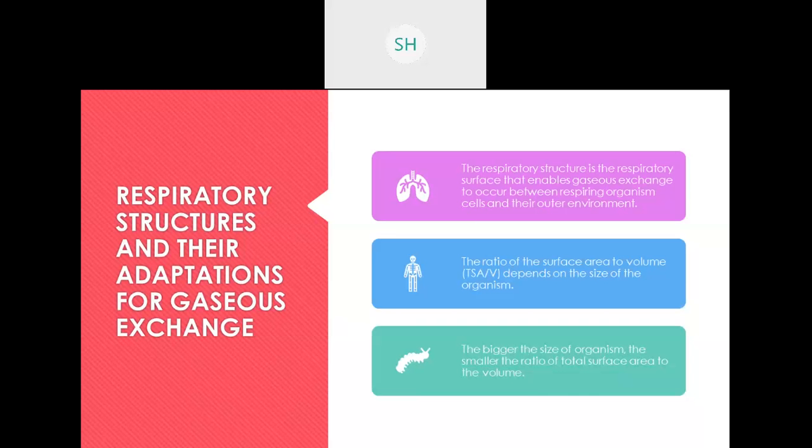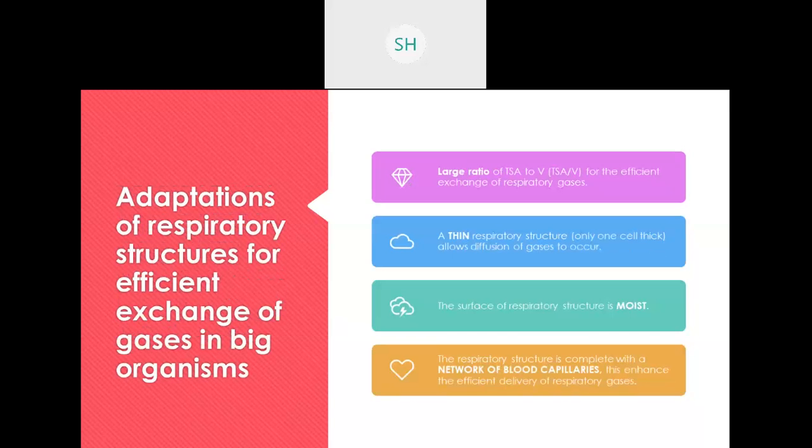Unlike the smaller organisms, for example, worms, they can carry on the respiration through their skin only, because their skin has a larger ratio of the total surface area to the volume. Now we move to the adaptation of the respiratory structure for efficient exchange of gases in these organisms. Basically, there are four characteristics for the adaptation in a large organism.